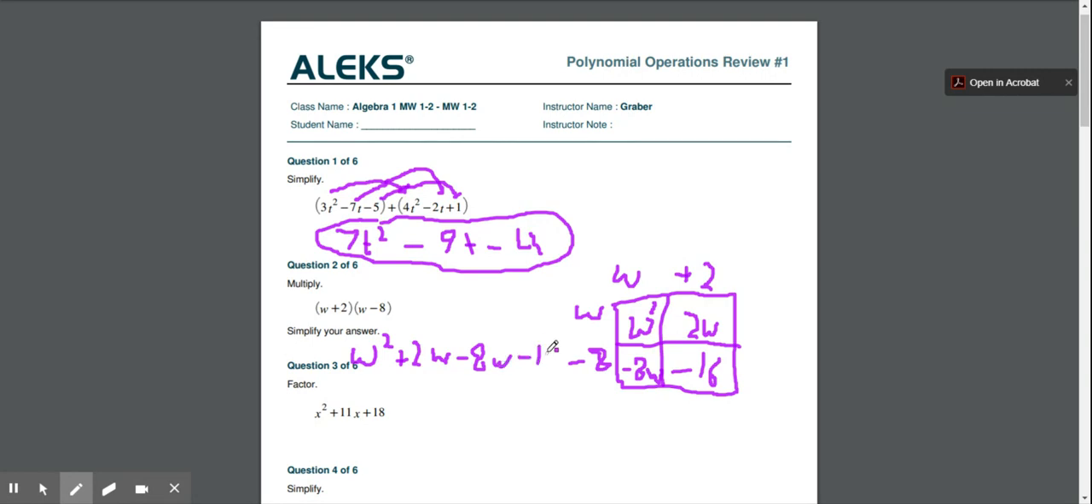And then when it says simplify your answer, that means combine these like terms here, the W's. So plus 2W minus 8W is negative 6W. And the final answer is W squared minus 6W minus 16. That's the answer to number 2. We did this not too long ago, so I hope this won't be too hard for you guys. We did this one in March.